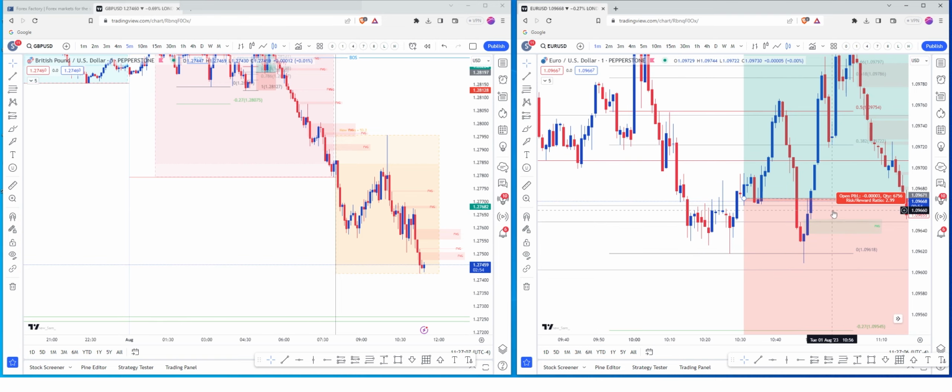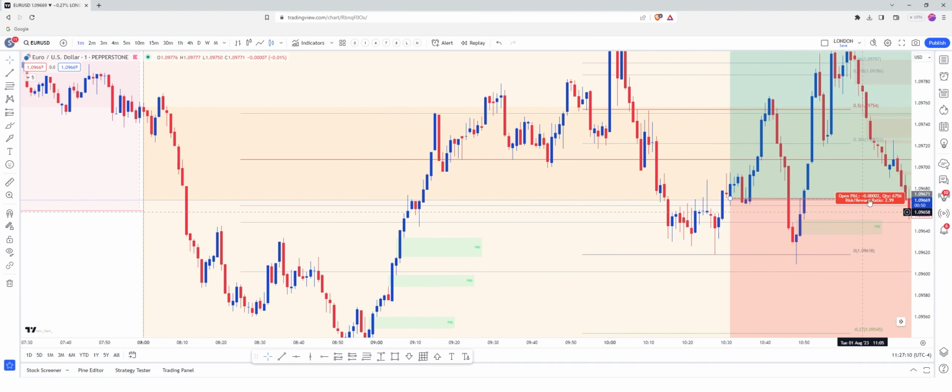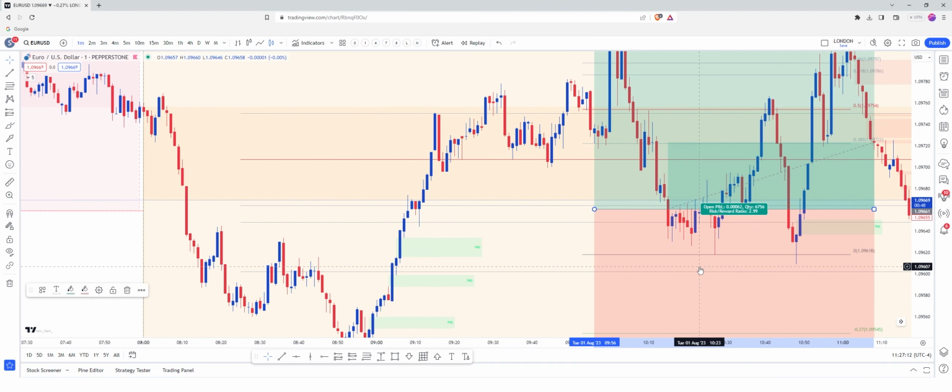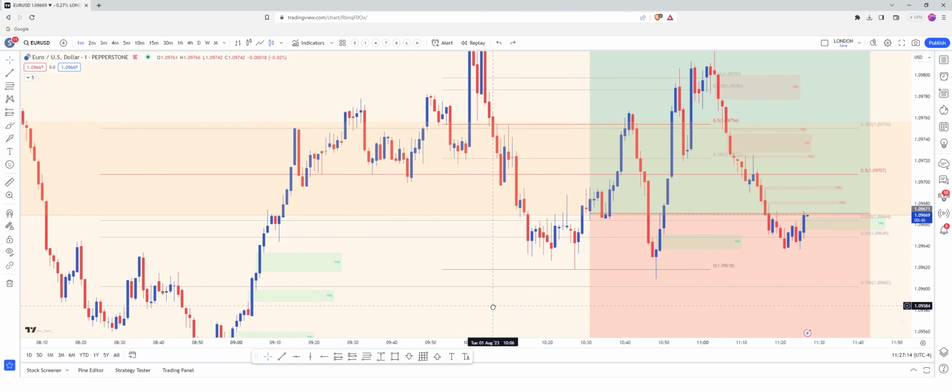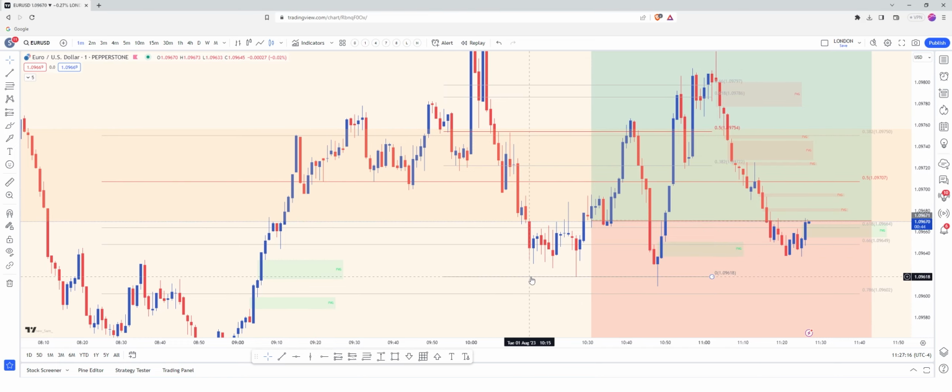you can see that price came down. These two grey lines are at optimal trade entry. Let's go full screen on this. So price pulled back down to optimal trade entry. One low, two lows, break of structure here. So this is our break of structure on the 1 minute.